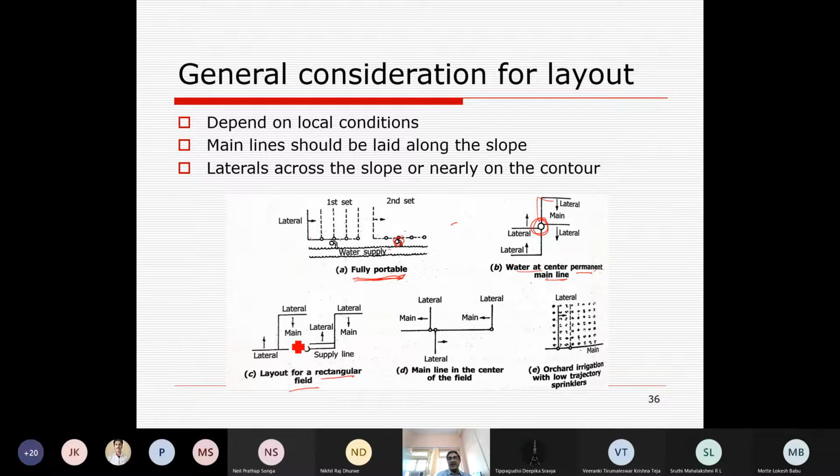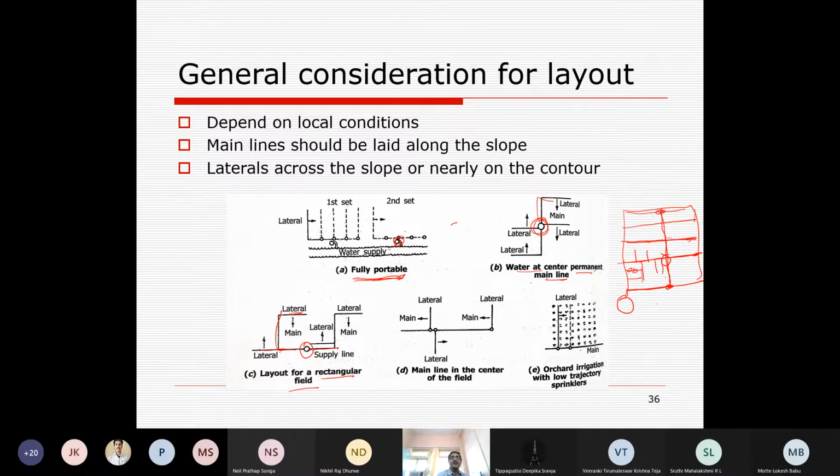Then for a rectangular field, we can have a main line and lateral lines. From here it is the main, we have laterals, and so on. So the simple idea is, you need to decide whether it should be a fixed condition. Suppose from the center we are putting a main line here, the pump is somewhere here, so from here to here it is the main line, and now we are putting laterals at a certain length or distance to cover this field according to the irrigation frequency. From this main we can have sub mains and laterals, and then we can fit sprinklers there. So it's a general consideration of layout, whether it is a fixed system or a portable system, and in which way we are arranging the sprinklers to supply the water or simply to irrigate the field.